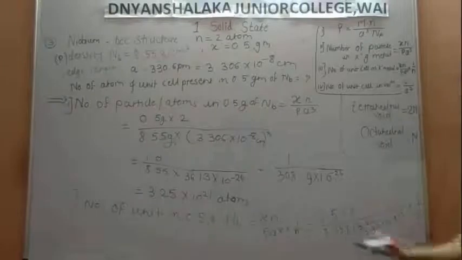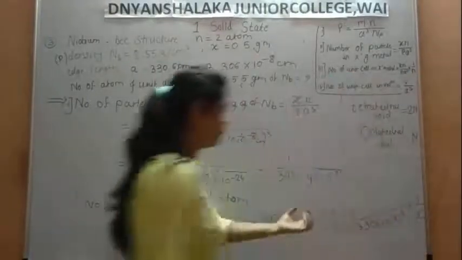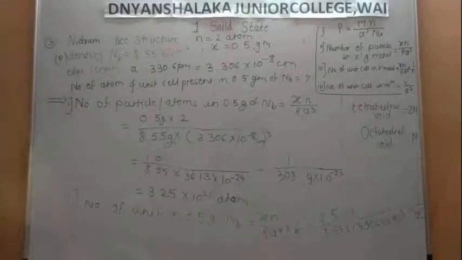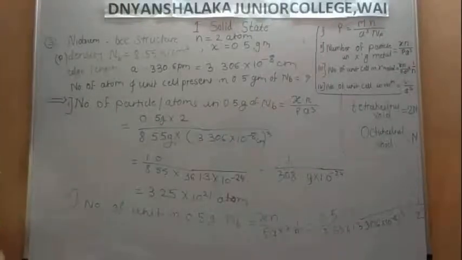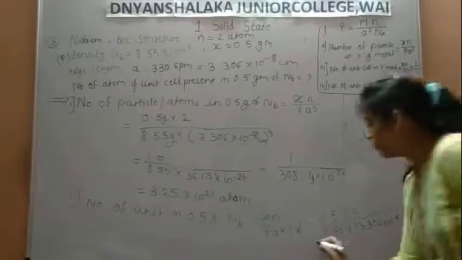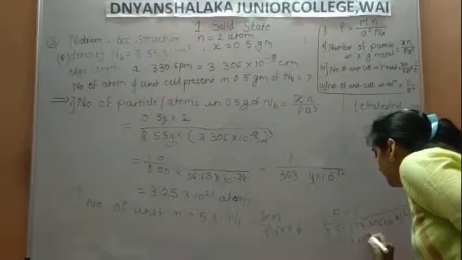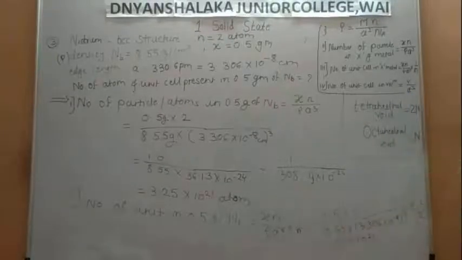N means 2. So the 2s cancel each other out, and multiplying, we have 0.5 divided by 8.55 into 3.306 into 10 raised to minus 8 whole cube. So on solving this equation, the final answer of this question is 1.61 into 10 raised to 21 unit cells present in x gram, that is 0.5 gram.